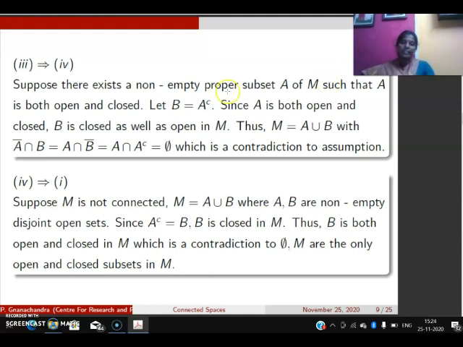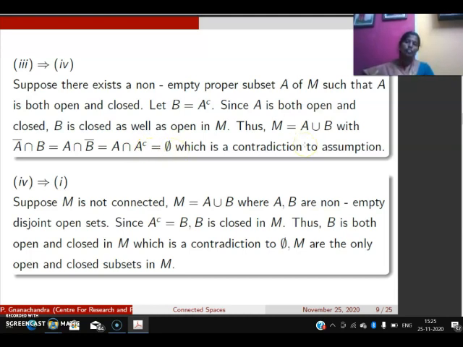And B equal to A complement. I already said that A union B equal to M. Since A is both open and closed, then B is closed as well as open, because B equal to A complement. Thus, M equal to A union B. We find that A closure intersection B, as well as A intersection B closure, equal to A intersection A complement. I took B equal to A complement, so A intersection A complement equal to empty, which is a contradiction to our assumption.